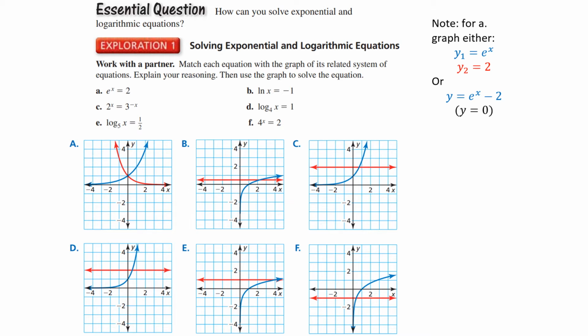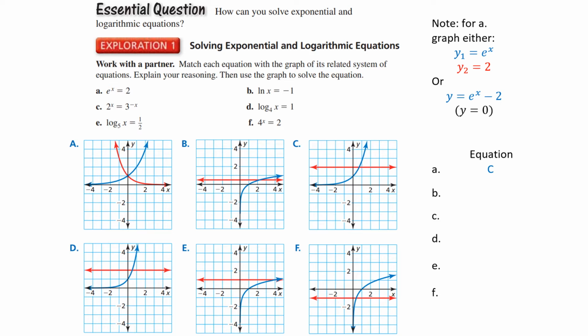In graph C, do you recognize that when x equals 1, if we go up and see where that blue graph is intersecting, it's slightly under 3. Use your notion of e and realize that that's about 2.7. So we're going to be able to say that equation A matches up with graph C.